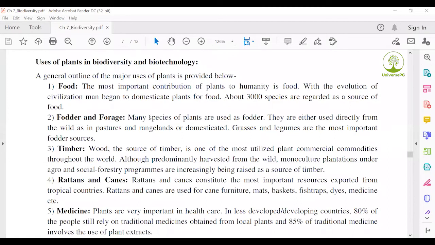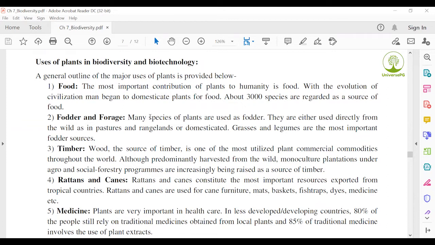Today, we will start a new topic, uses of plants in biodiversity and biotechnology. How we can use the components of biodiversity, plants, for different beneficial purposes. First, food.